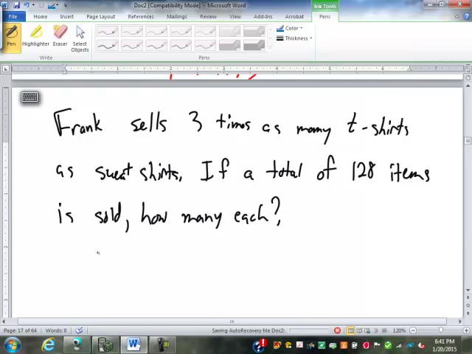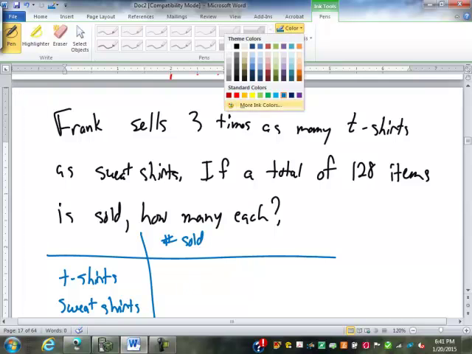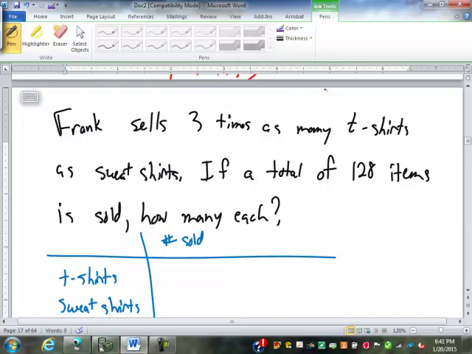So we have t-shirts and sweatshirts. We're representing the number sold. Now I could call one of them X and one of them Y, but we have no clue how to solve an equation with two variables in it. So that would not do us any good. So what we have to do is look in the problem and see, is there one of those amounts that's referenced off of the other one? And there is in this case.